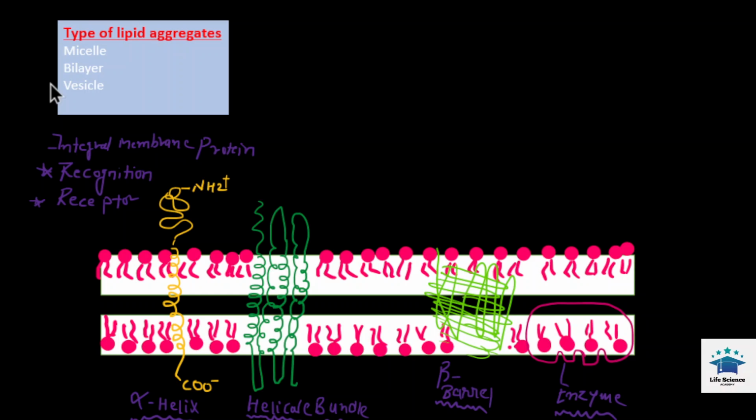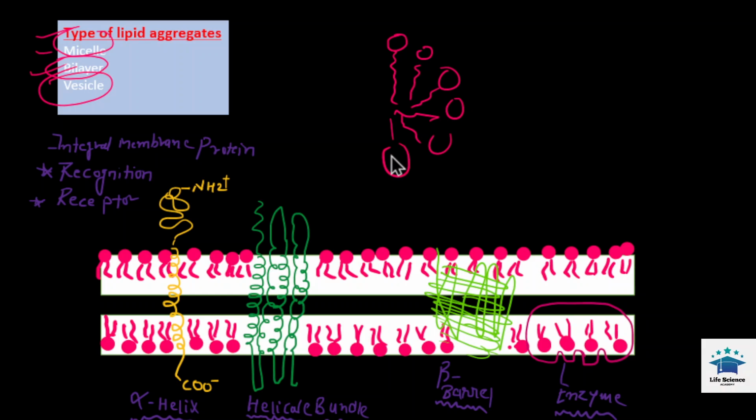Types of lipid aggregate. What are the types of lipid aggregate? When do we form a micelle, when do we form a bilayer, when do we form a vesicle. So if the structure is like this, this will form the micelle. This structure is what we call a micelle. Example, the best known example is the detergent. Detergent will form the micelle.